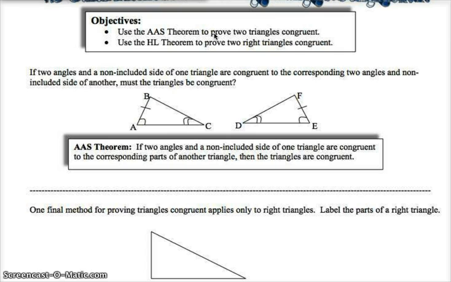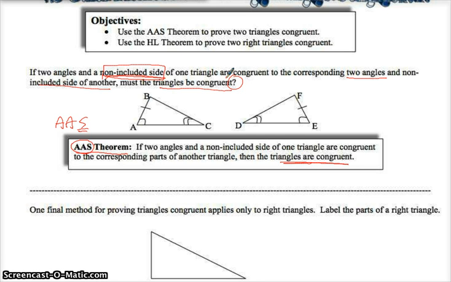But basically, one of the theorems is AAS. So it says 2 angles and a non-included side. So remember, if it's AAS in that order, then this side is not included. It's a non-included side right here. So if 2 angles and a non-included side of one triangle are congruent to the corresponding 2 angles and a non-included side of another triangle, then the triangles must be congruent.